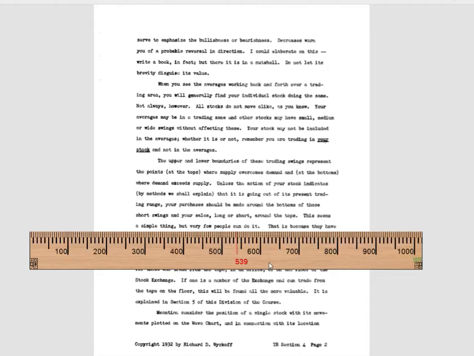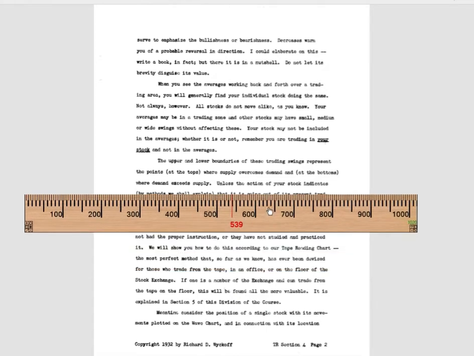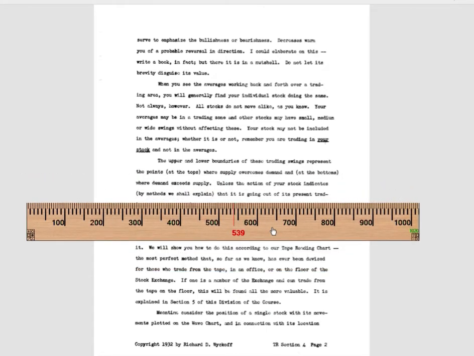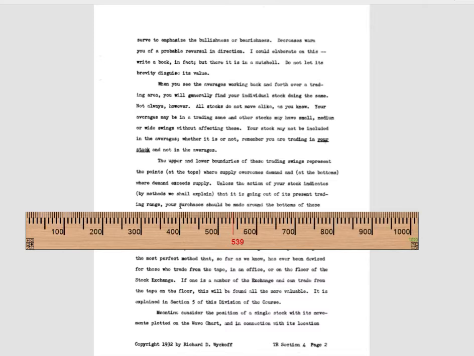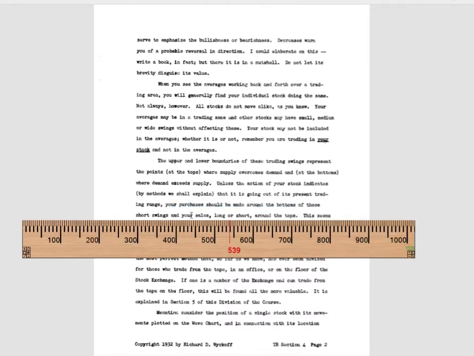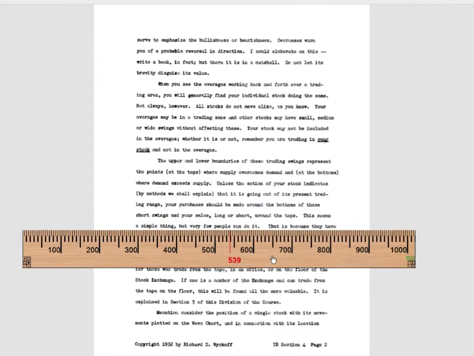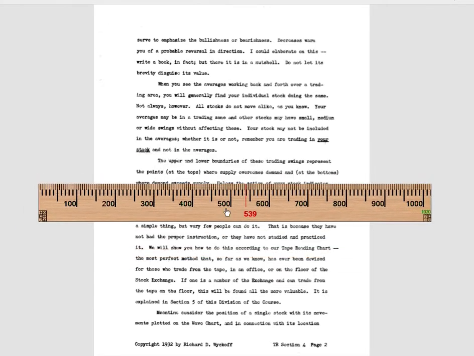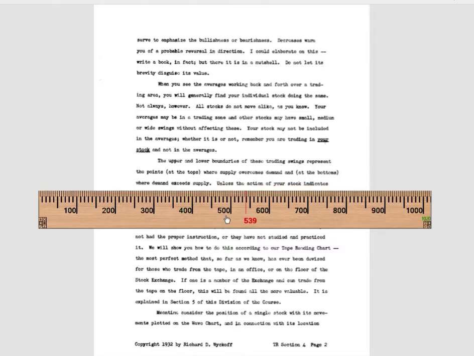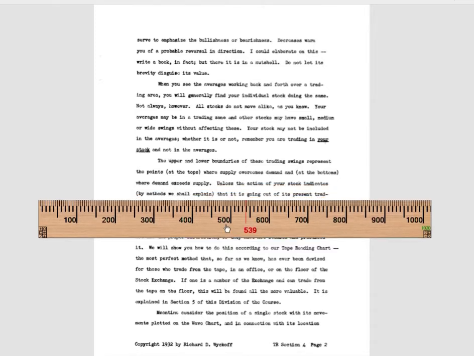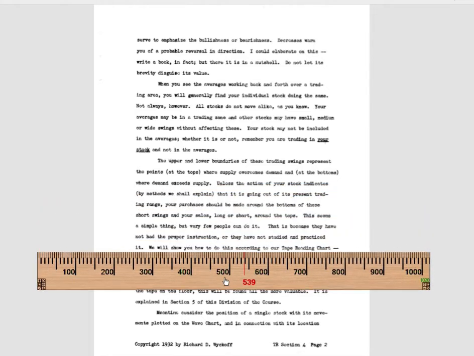This seems a simple thing, but very few can do it. Alright, so what's he talking about? Your purchases should be made around the bottom of these short swings. Around the bottom. Alright? And your long sales around the tops. Upper and lower boundaries of these trading swings represent the points where supply overcame demand and demand overcame supply.